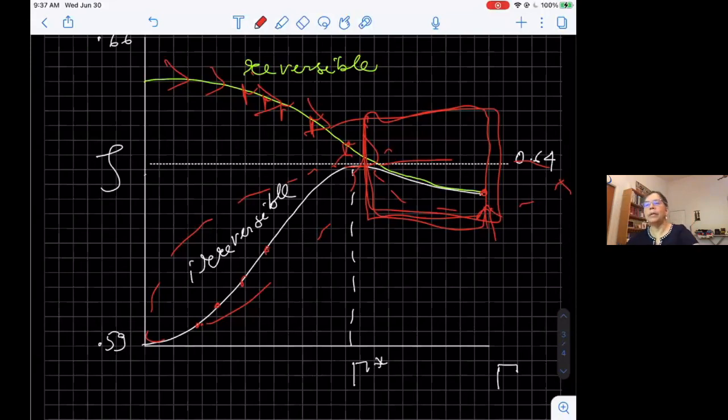I don't want to spend too much time on it, but I understood the reversible, irreversible, and where the recent experiments are being done. So I just wanted to share that with you. Any questions on that?